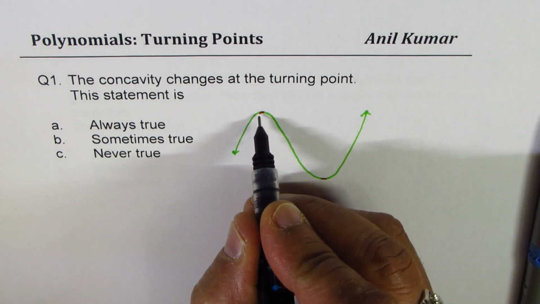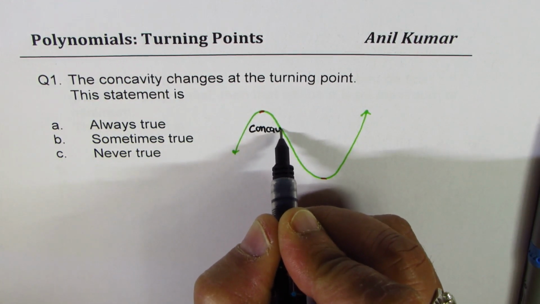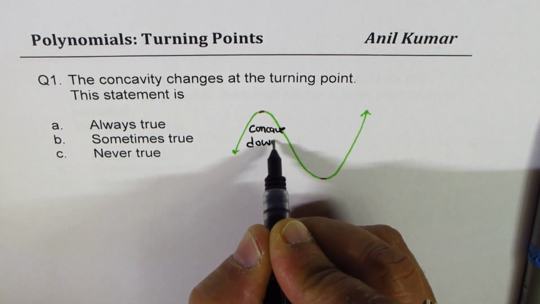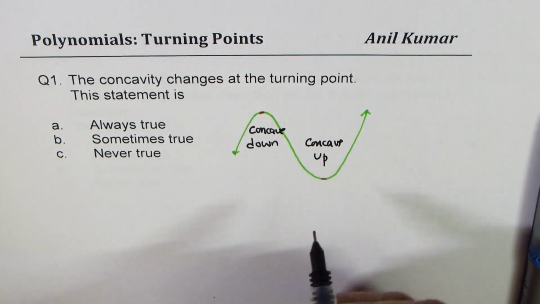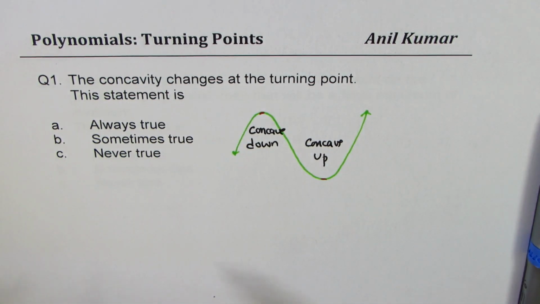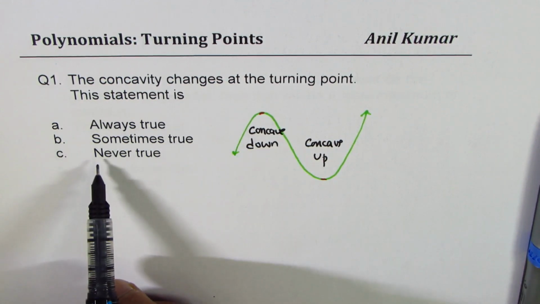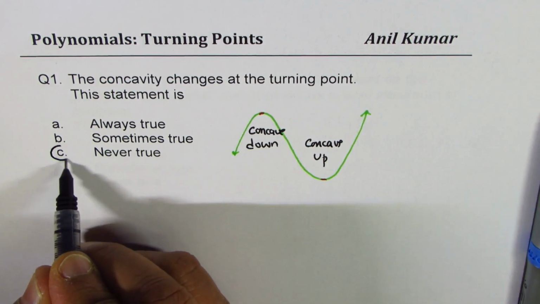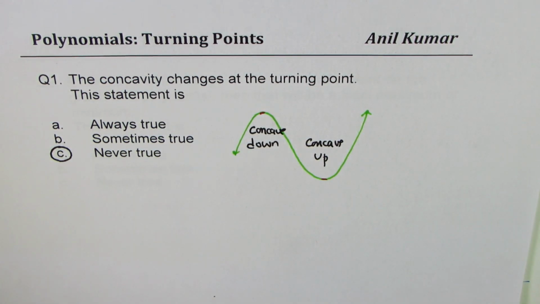Concave down, this is right. At this point, it is concave down, right? And here it is concave up. At a turning point, concavity never changes, right? So concavity changes at the turning point. This statement is never true. Option C is the right option. Now, in many test papers, I have seen students making a mistake in this answer.